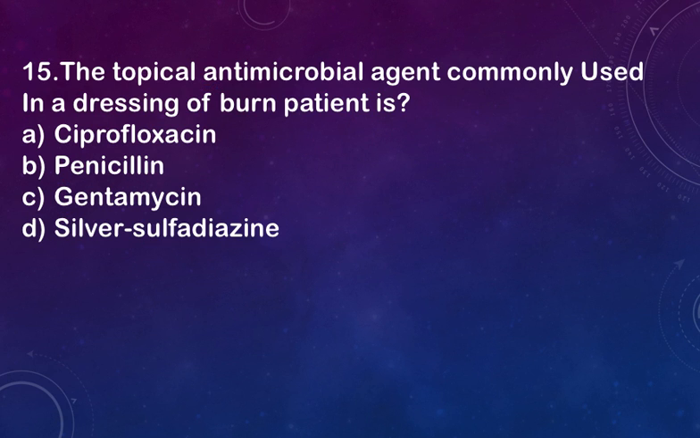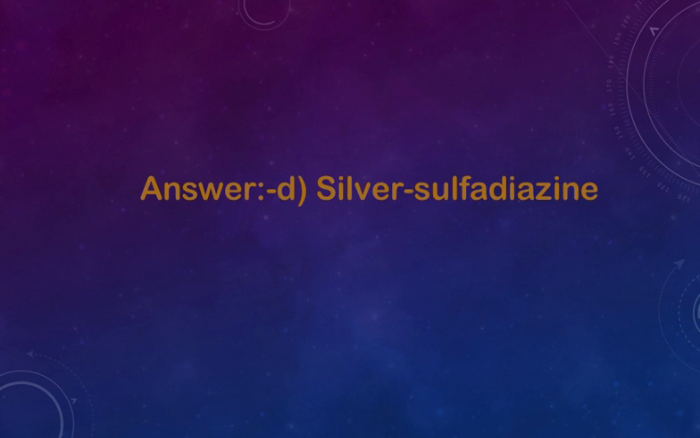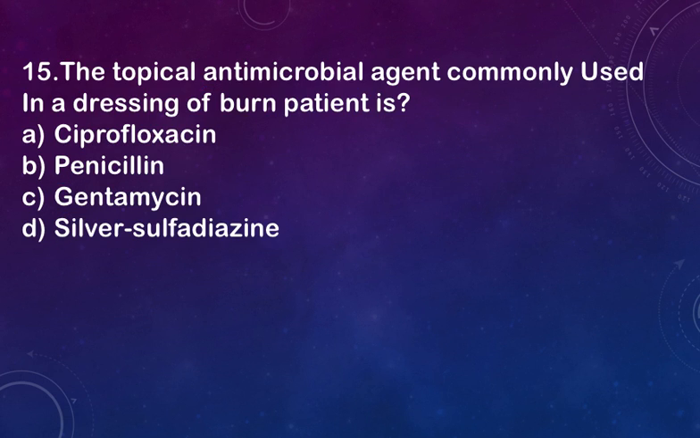Next question, question number 15. The topical antimicrobial agent commonly used in a dressing of burn patient is option A, ciprofloxacin, B, penicillin, C, gentamicin, and D, silver sulfadiazine. Right answer is D, silver sulfadiazine. So silver sulfadiazine is the topical antimicrobial agent that is commonly used in a dressing of burn patient.